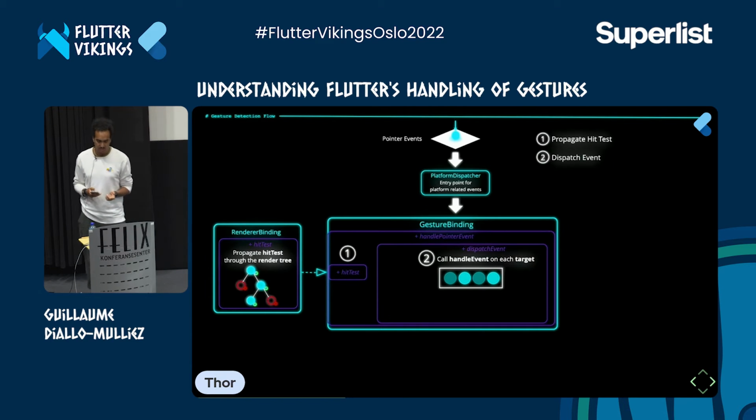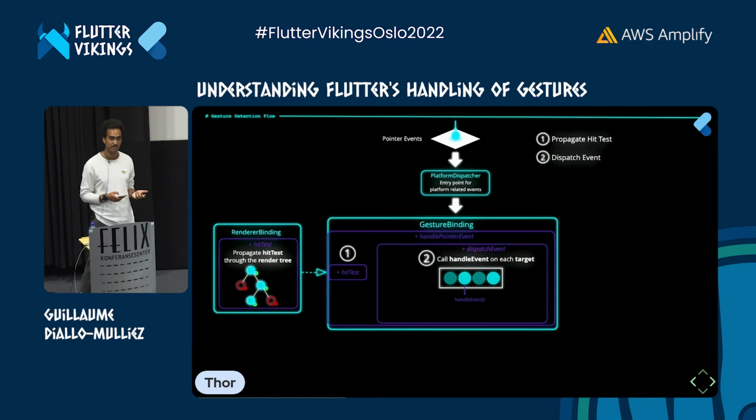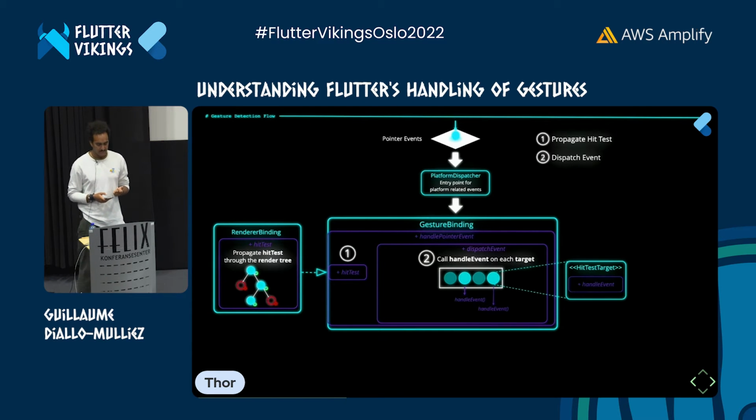In the dispatch event, we have this list we just built with the hit test, and we call the handle event method on every widget that implements that method. So we just iterate through the list and call the handle event method. Those render objects need to implement the handle method, which is actually held by the hit test target interface. This interface is basically what allows the gesture binding to call the handle event method.